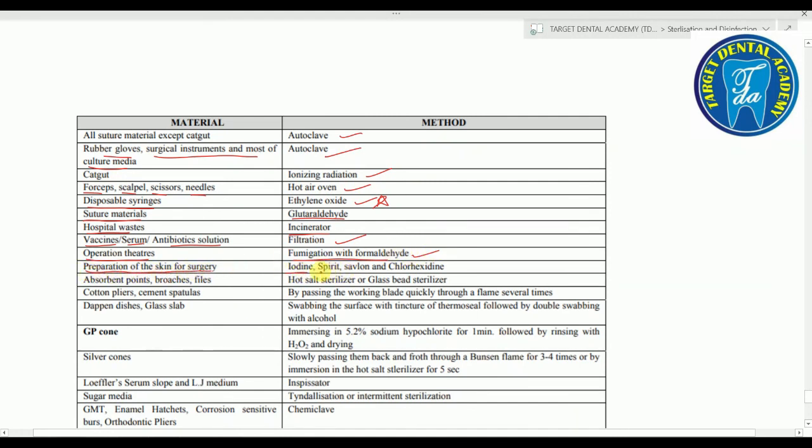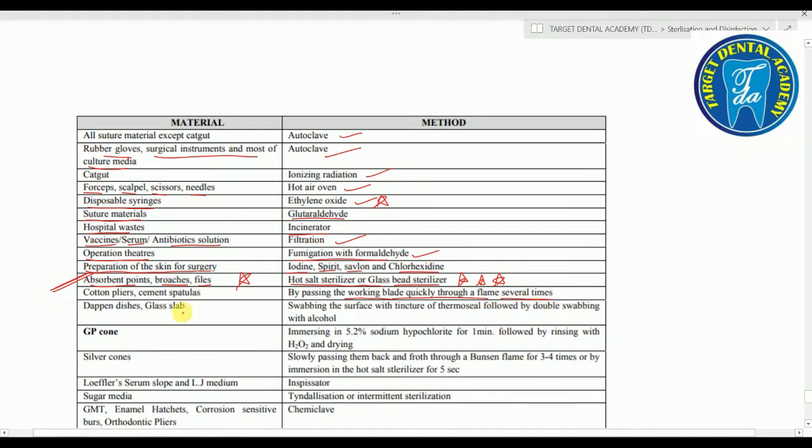preparation of the skin for the surgery by iodine, spirit, Savlon and chlorhexidine. Broaches and files, important, by hot salt sterilizer or the glass bead sterilizer. Guys, very important. Cotton pliers, cement spatulas, by passing the working blade quickly through the flame several times.